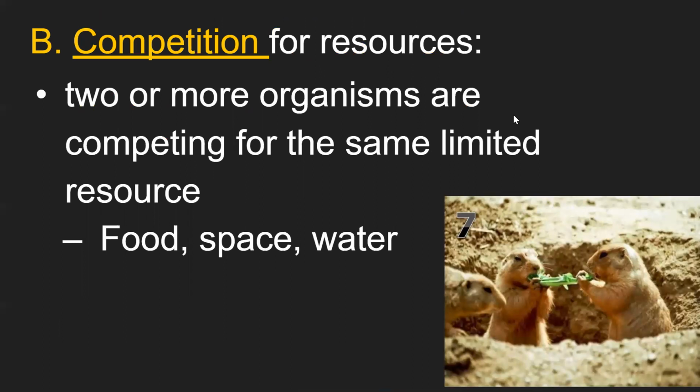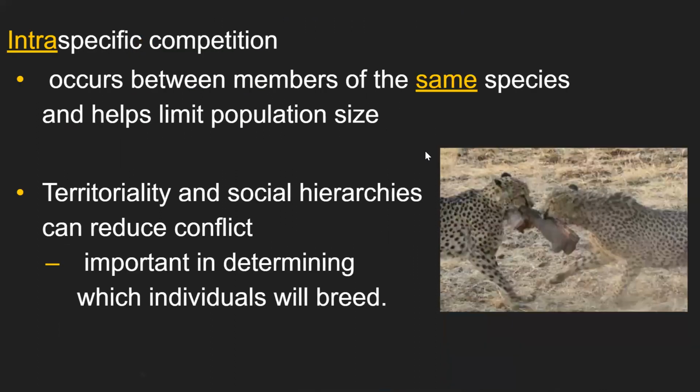Competition for resources, I talked about briefly in the other lecture. It's when two or more organisms are competing for the same limited resource: food, water, space, shelter, whatever that resource happens to be. You could have a couple of different types of competition though. You could have intra-specific competition, which is competition occurring between members of the same species. So in this example, you see two cheetahs fighting over some sort of food. And that's going to limit population size because those species are competing for the same resource, and whoever doesn't get it is less likely to survive.